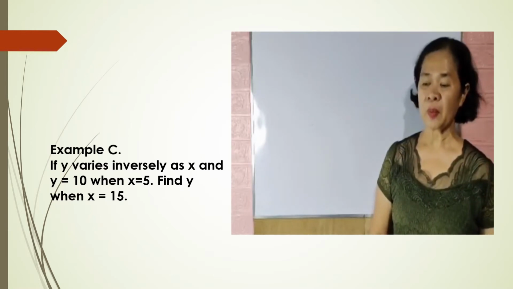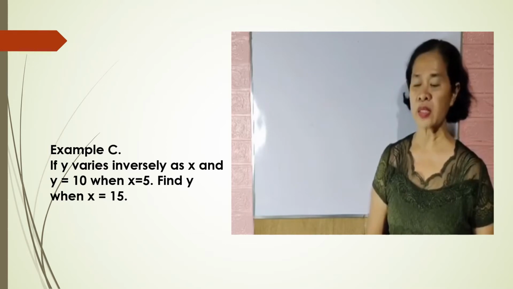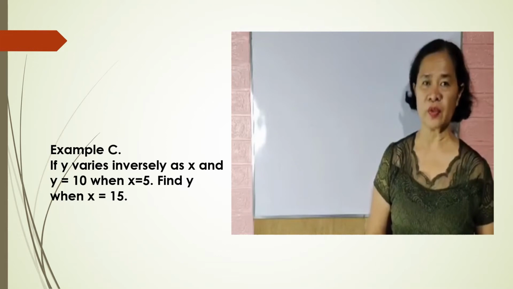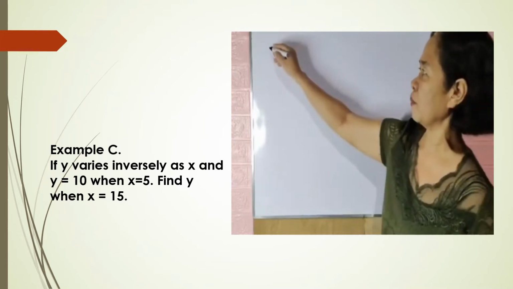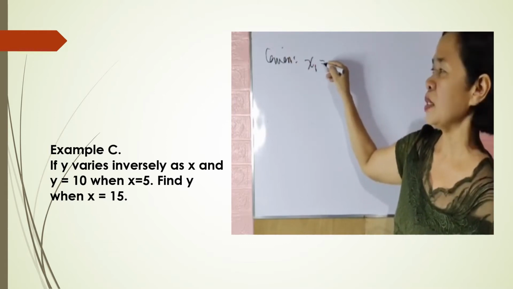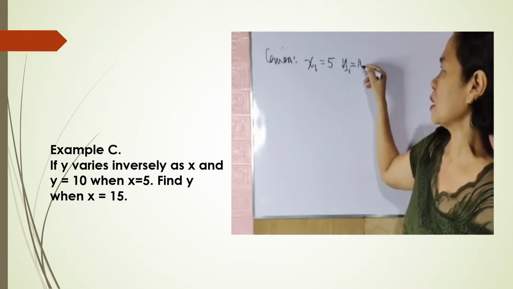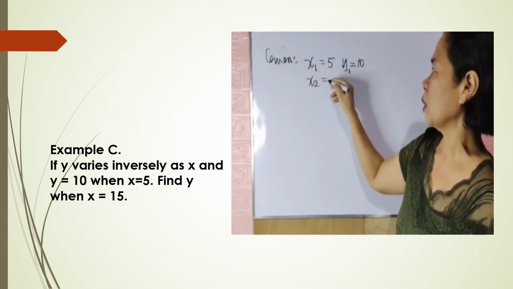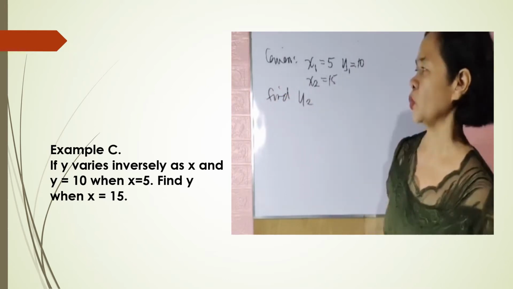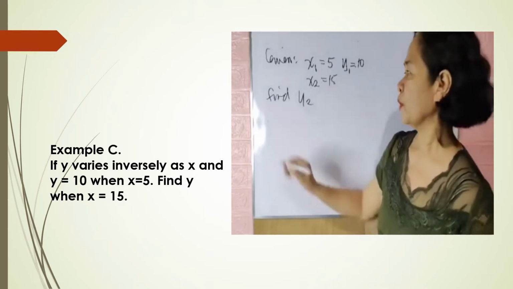Let us take up example C. If y varies inversely as x and y equals 10 when x equals 5, find y when x equals 15. So what are given? We have x sub 1 equal to 5 and y sub 1 equals 10. x sub 2 equals 15 and we need to find y sub 2. There are two ways to solve this problem. The first method.